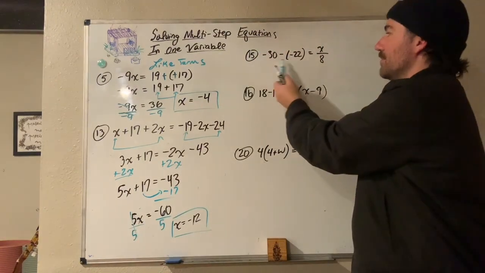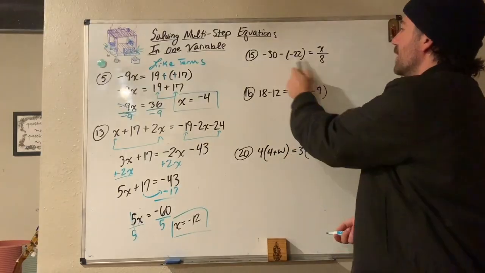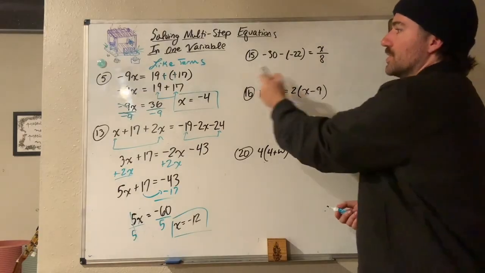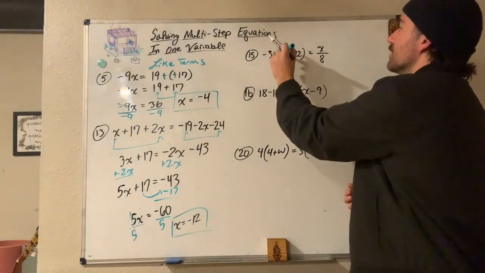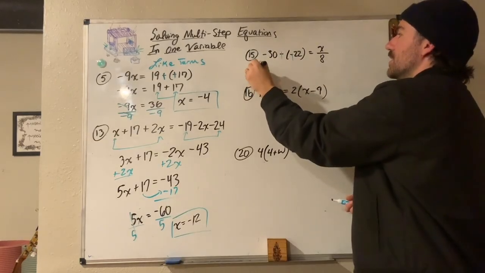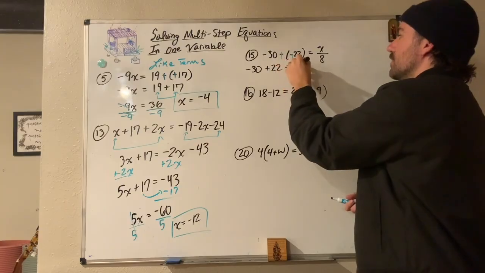In number 15, we have a little bit of both things happening here. So let's deal with the double negative, and then we have this 8 underneath our x. So just like in number 5, we can clear out these parentheses by turning that into plus positive. So negative 30 plus 22 equals x over 8.